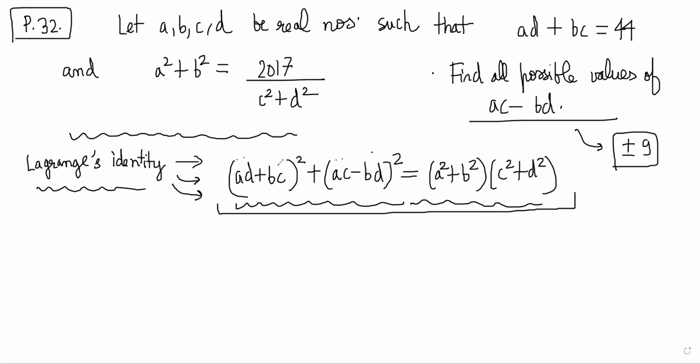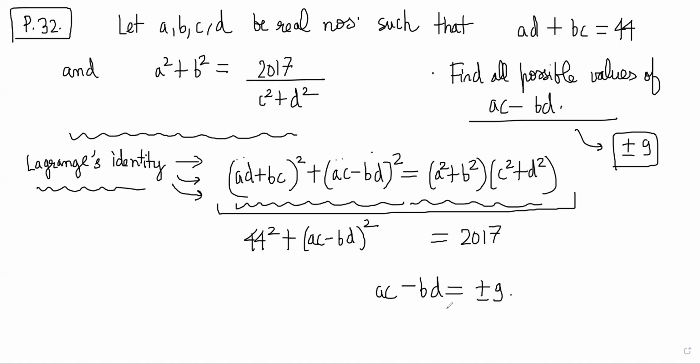Okay. So what happens here is obvious. Then you multiply it out, you get 2017 here, and here you get 44 square plus (AC minus BD) whole square, and immediately you'll get the answer. Then AC minus BD will be plus minus 9. It's a direct question, right? There is no issue here.